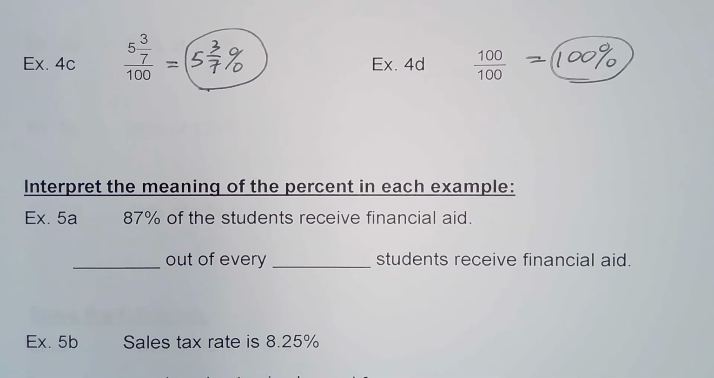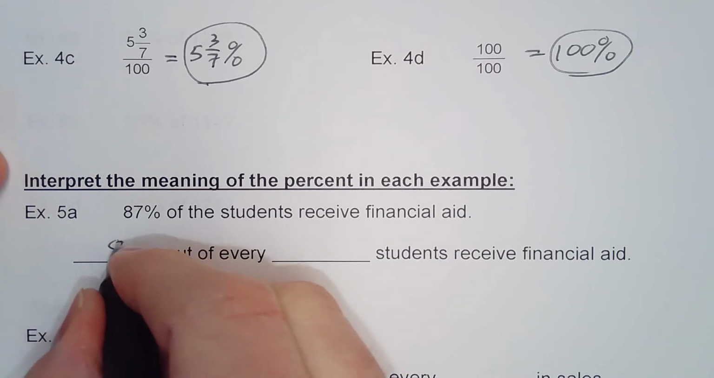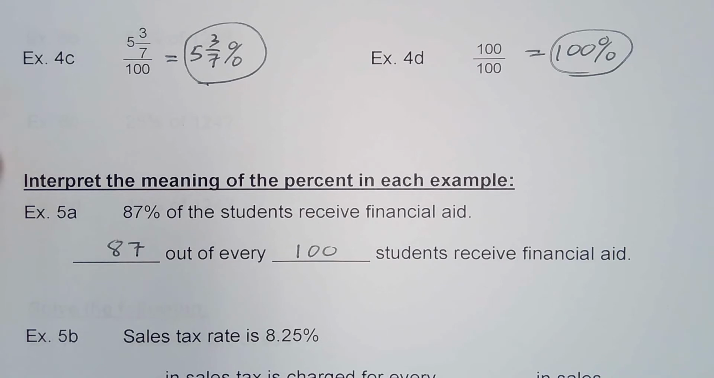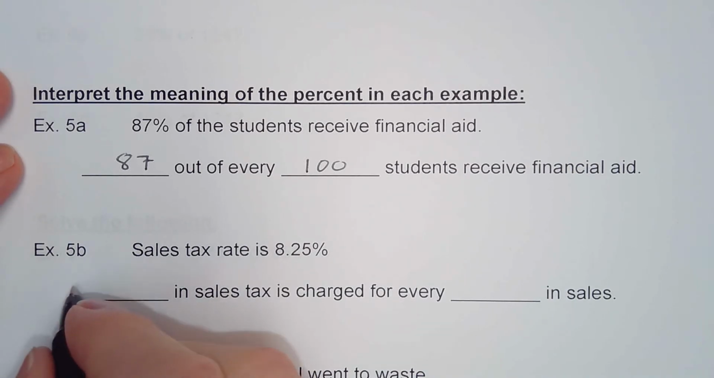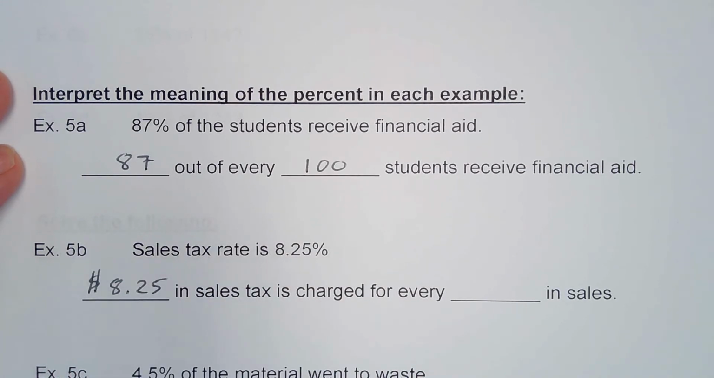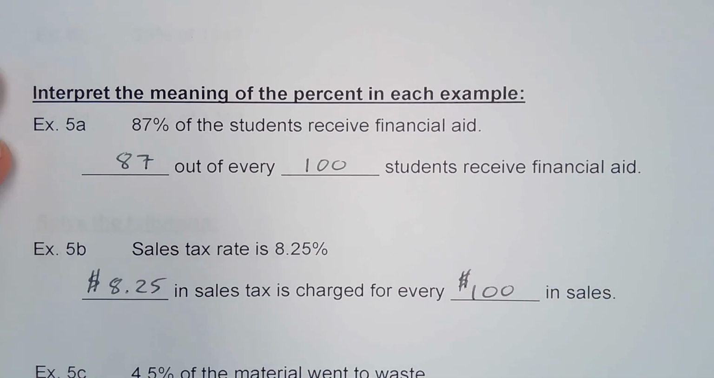Now, let's interpret the meaning of the percent in each example. When we say 87% of the students receive financial aid, that means 87 out of every 100 students receive financial aid. The sales tax rate is 8.25%. So $8.25 in sales tax is charged for every $100 in sales.